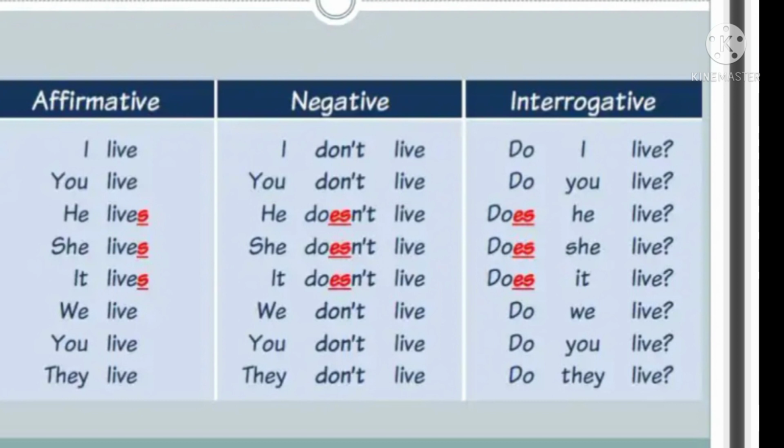Here are some examples for each person. I live, you live, he lives, she lives, it lives. We live, you live, they live. In the same way, for the plural also, there will be changes. Negative sentences: he doesn't live, she doesn't live, it doesn't live. Also for interrogative sentences: does he live, does she live, does it live? For other persons, do is enough, but for third person singular alone we use s or es.